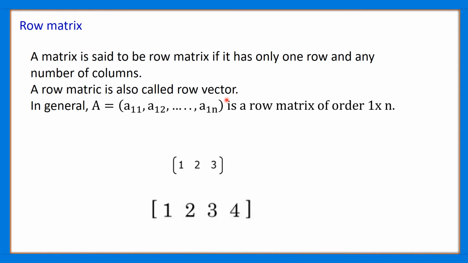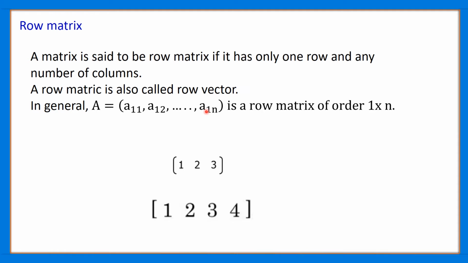A row matrix will be of the form A = [A11, A12, etc., up to A1n]. The first element of the first row is A11, A12 is the second element, that is first row, second column, and A1n is the first row, nth column. So the matrix will contain only one row, but it can contain any number of columns.